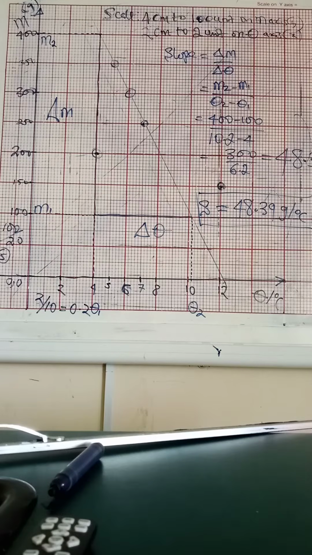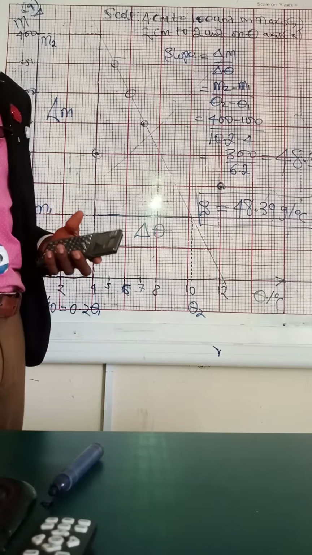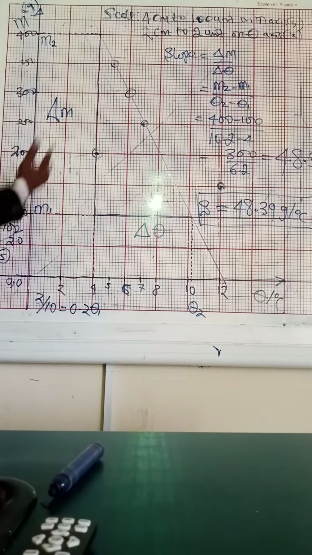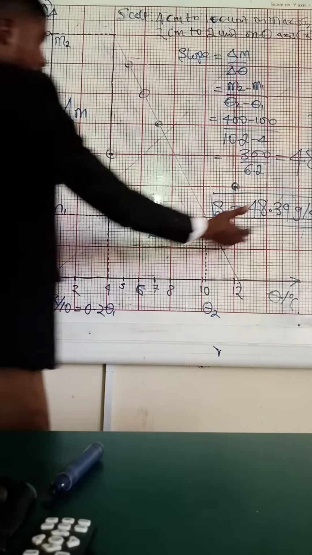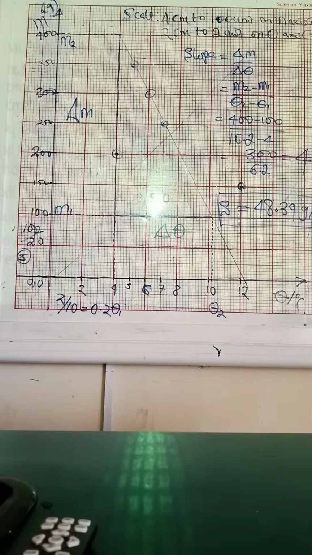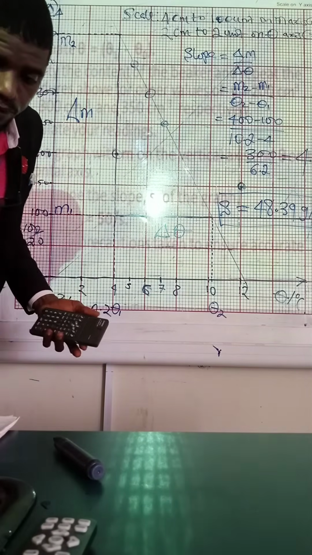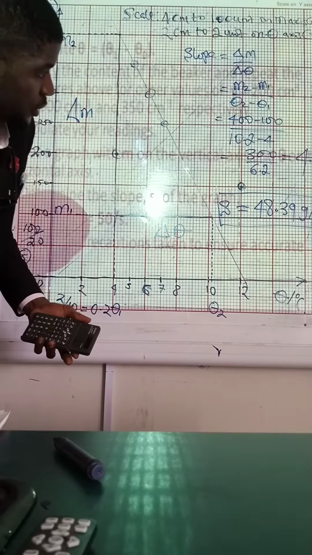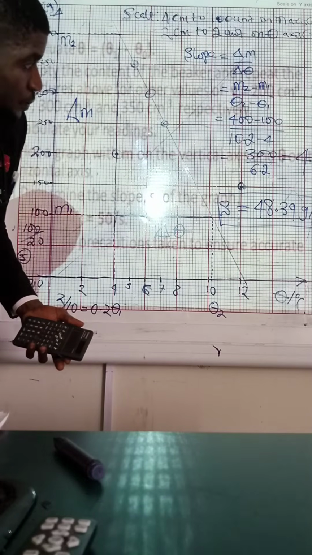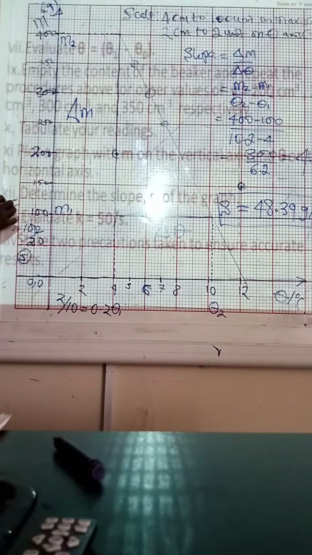So the next thing we are going to look at right now is to answer the remaining questions in the experiment, and then we'll be done. So this is our slope. We are done with it. This is the value of the slope. So we'll quickly copy this value somewhere, so that we have our slope S. Our slope S is given as, let me record it down, 48.39 gram per degree. So that's the value of the slope.